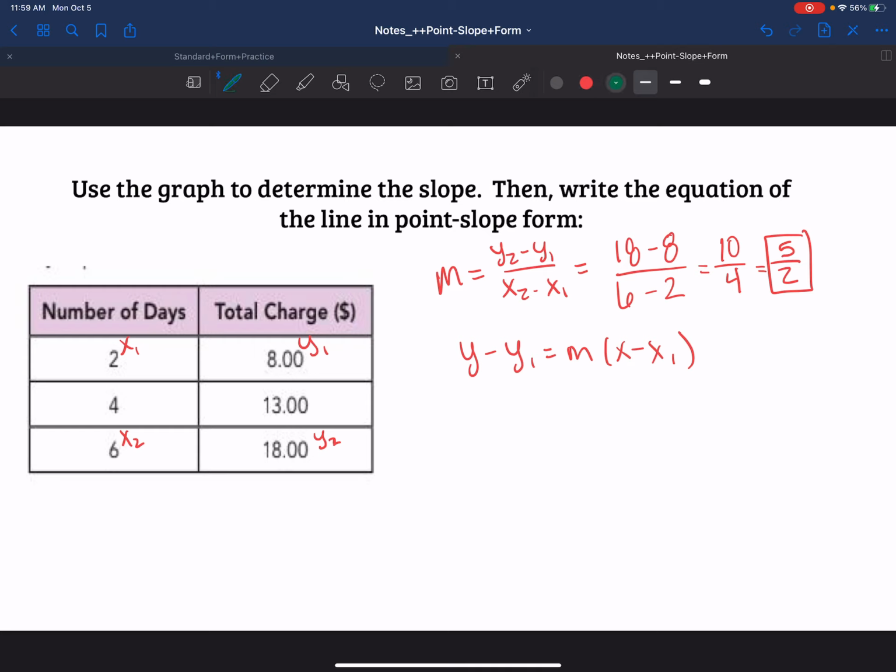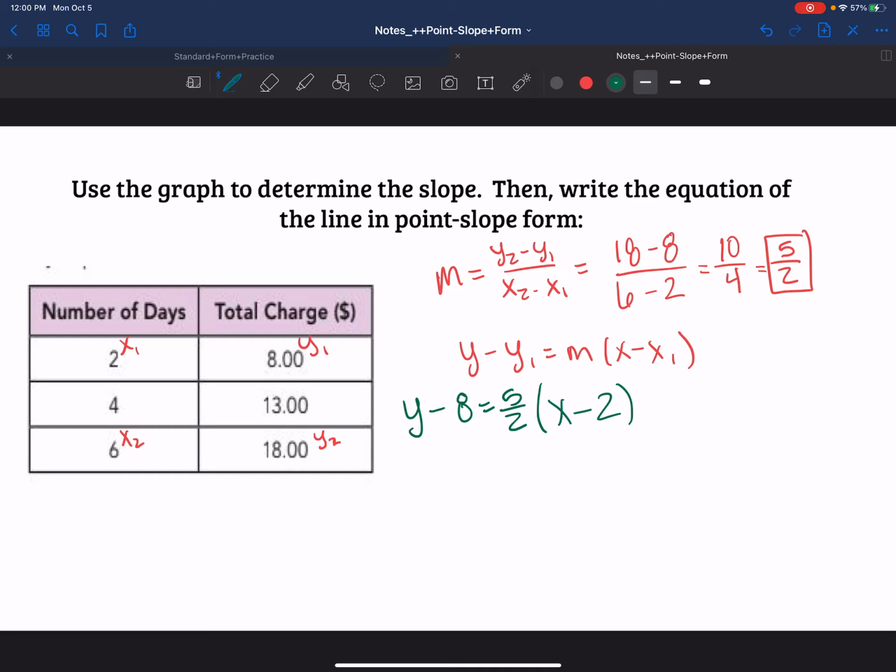I'll start replacing as I write the form. So y minus y1 is 8. Now if you wanted to pick a different point, that's okay. But I'm just going to use the one I labeled already. So y minus 8 equals, and then here's where I plug in that slope I solved for, 5 over 2, parentheses, x minus 2.